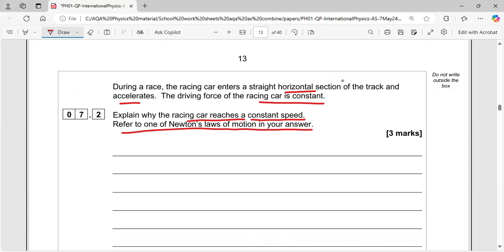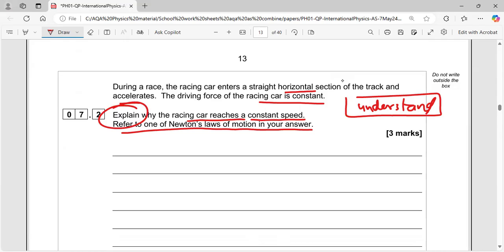Okay, so first, this question is a bit tricky. You have to understand this question very well. Remember, whenever they say explain or referring to law, you have to understand the question very, very carefully. Read it again and again and try to understand the thing.